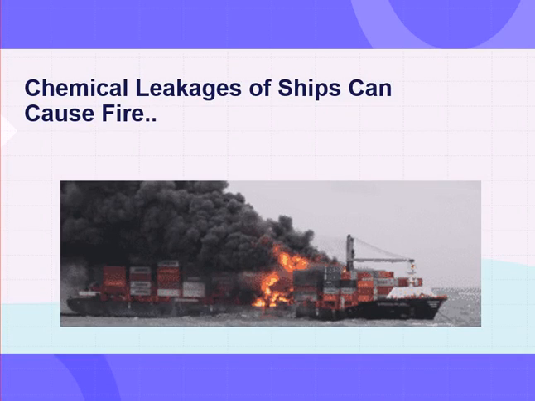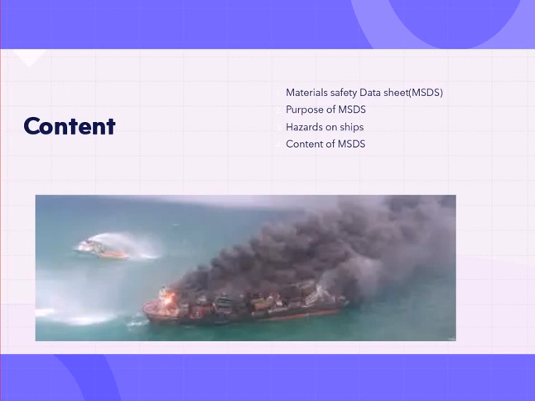Chemical leakages of ships can cause fire. That means nowadays we have that experience of chemical leakages and how the ship goes into a kind of disaster when these chemical leakages occur. So in this content we will discuss the material safety data sheet, we call MSDS, and identify how this data sheet can be used for this kind of leakage detection.